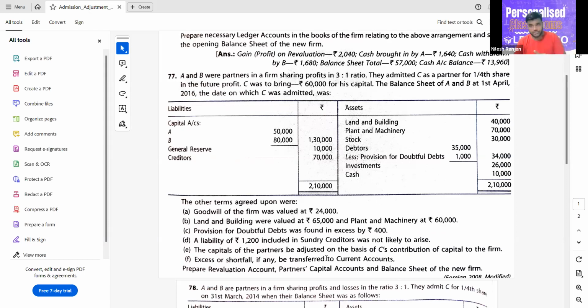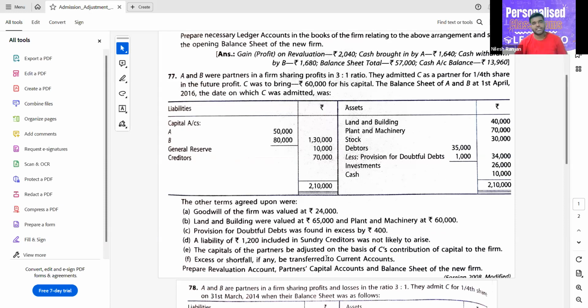The capital of the partners, this line is important. Please read: the capitals of the partners be adjusted on the basis of C's contribution of capital to the firm. What does it mean? We have to adjust the capitals of existing partners according to C's contribution to the firm. So on the basis of C's capital and his ratio, we will adjust the capital of partners A and B.